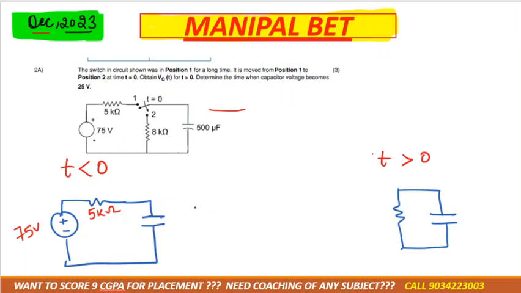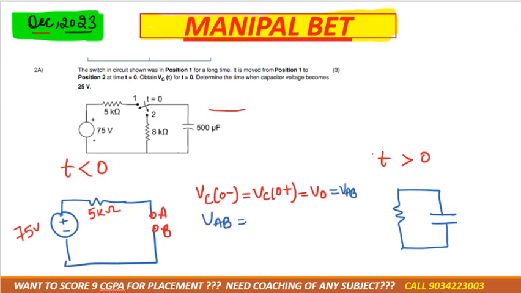Have to make one circuit and always keep in mind, over here, VC of 0 minus equals VC of 0 plus equals V naught, right? That would be 75 only, because as you can see there is current across this 5 kilo ohm, as it's AB, equal to V, equal to 54. Understood?